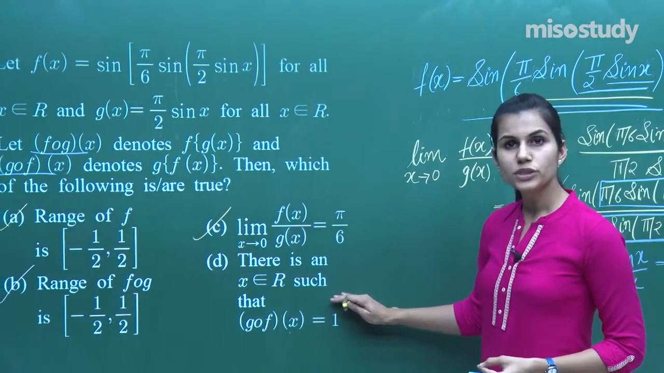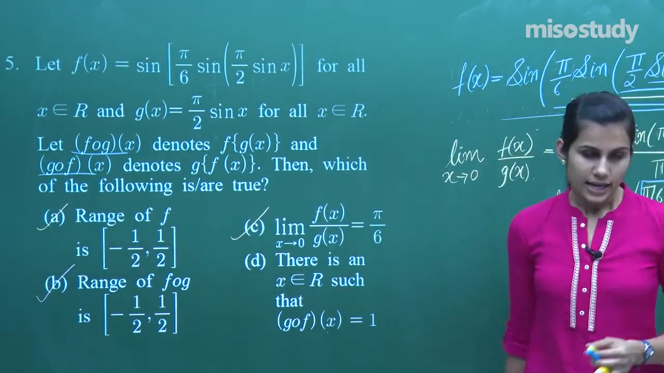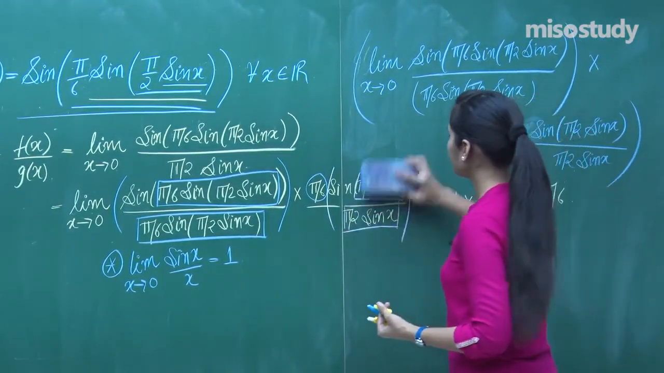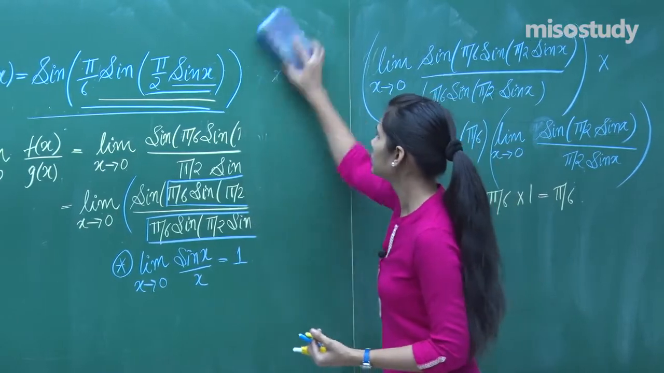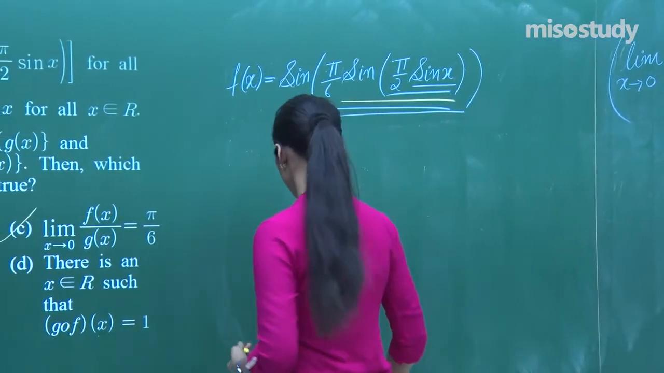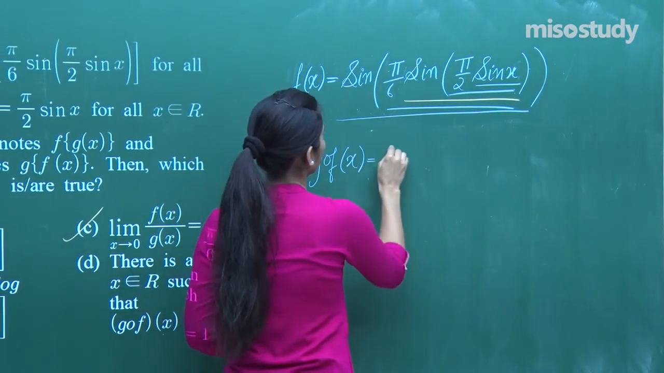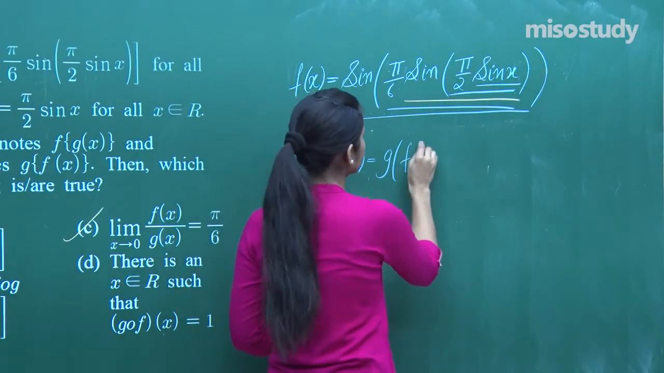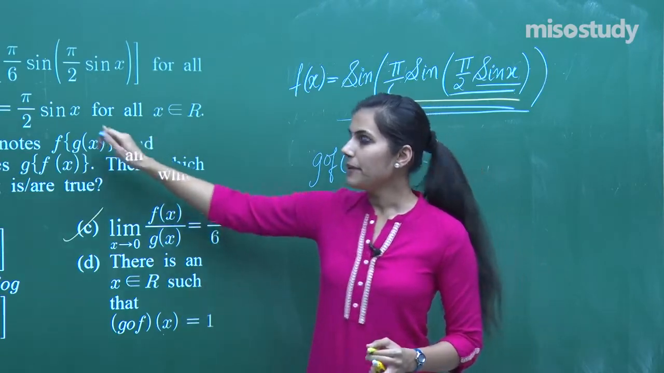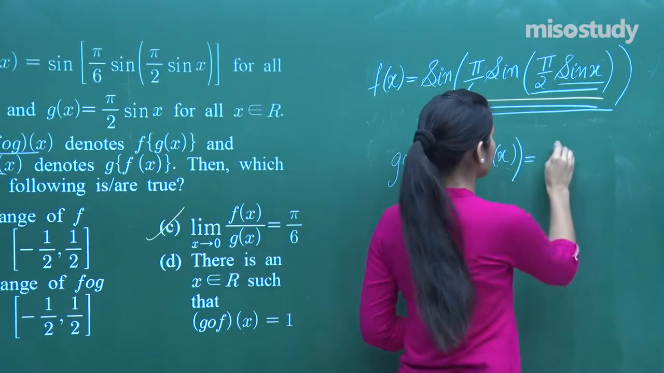Talking about the last option, it is saying there is some x such that GOF of x is 1. Let's see if there is some x for which GOF of x is 1 or not. Let's try to find that out. Okay, so G of f of x. What is G of x? G of x is pi by 2 sine x. So G of f of x is pi by 2 sine of f of x.